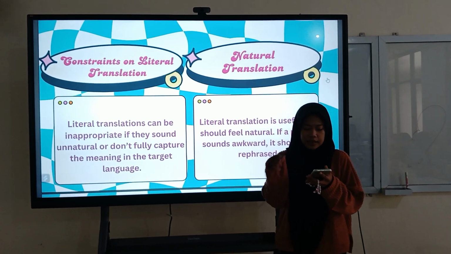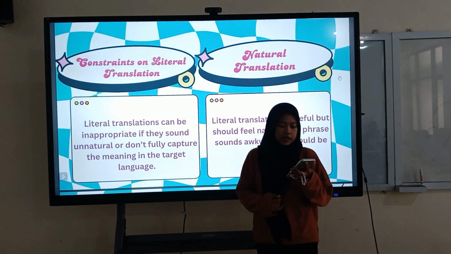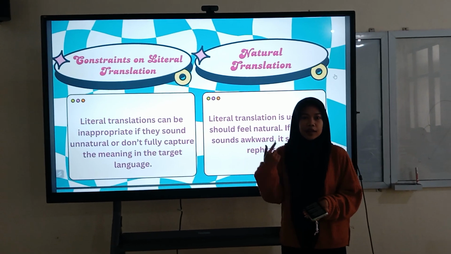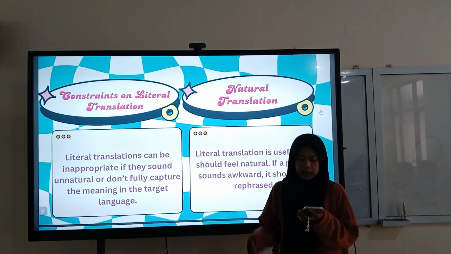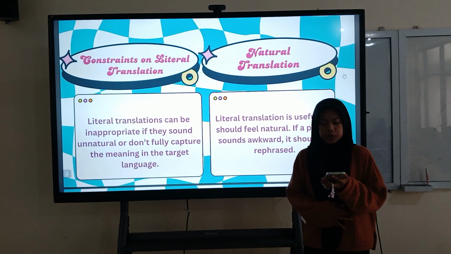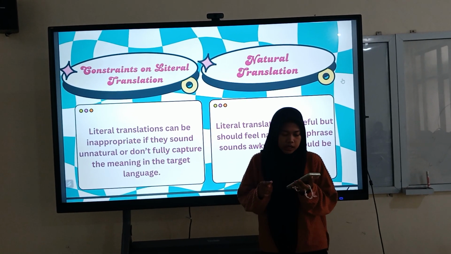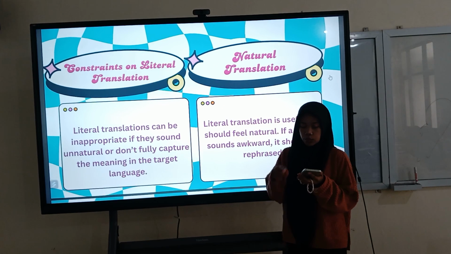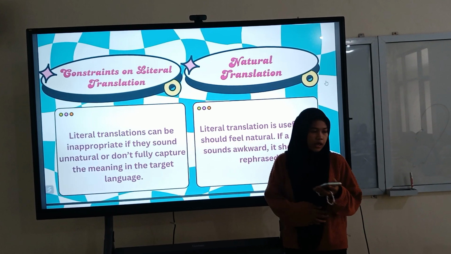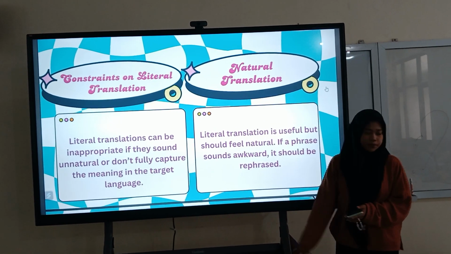This literal translation is not suitable because in English this phrase is an idiom that means meninggal dunia. The literal translation sounds strange and doesn't capture the actual meaning, so it needs to be changed to meninggal dunia to avoid confusion. And the next is natural translation.